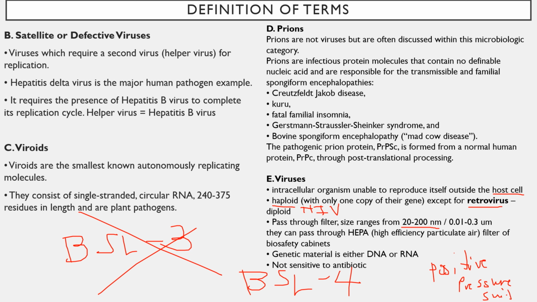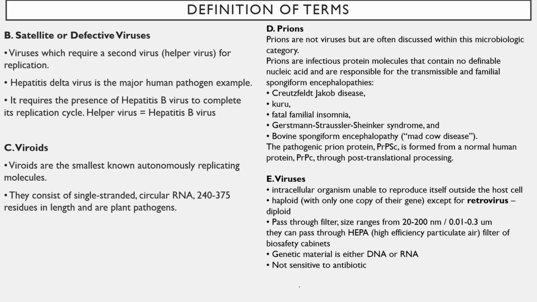Hindi ka pwede mag-inhale ng external air when you process viruses, class, kasi they are not filtered. Lahat ng hangin, all of the air in a biosafety level 4 is forced outside, and you would have your own air supply or your own oxygen supply. Pag nakakita ka ng biosafety level 4, class, you would look like an astronaut or a deep sea diver. Genetic material is either DNA or RNA, and they are not sensitive to antibiotics. So they are not destroyed by antibiotics, class. Instead, you would use antivirals.